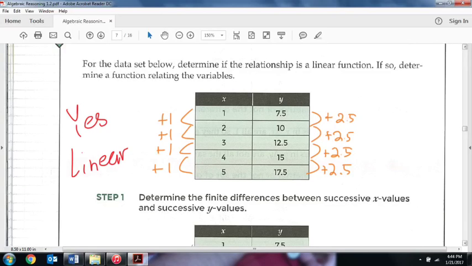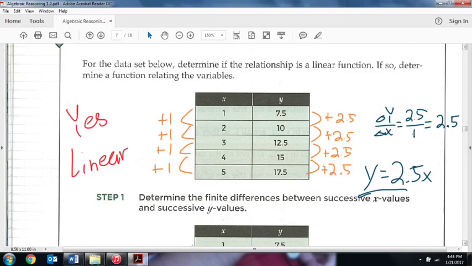All right. And remember, your slope is the change in y divided by the change in x, which in this case the change in y is 2.5, the change in x is still 1. So it doesn't take a rocket scientist to realize that 2.5 divided by 1 is still 2.5. It's okay. So let's start. Y equals 2.5x.